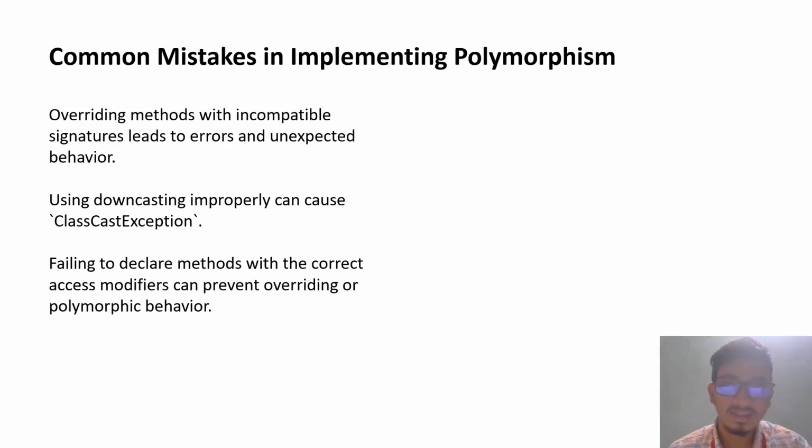Common mistakes in implementing polymorphism. Overloading methods with incompatible signatures leads to errors and unexpected behavior. Using downcasting improperly can cause ClassCastException. Failing to declare methods with the correct access modifiers can prevent overriding or polymorphic behavior.